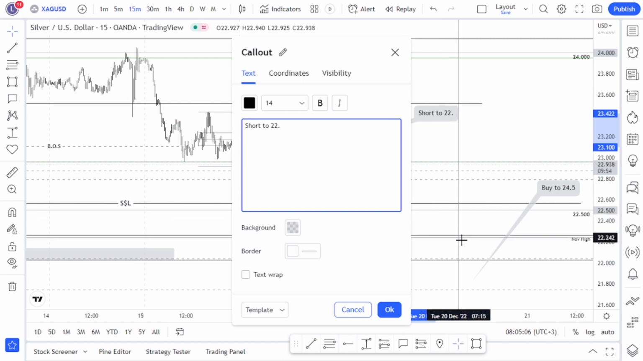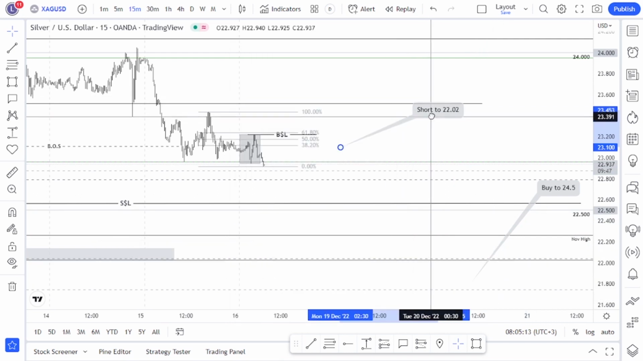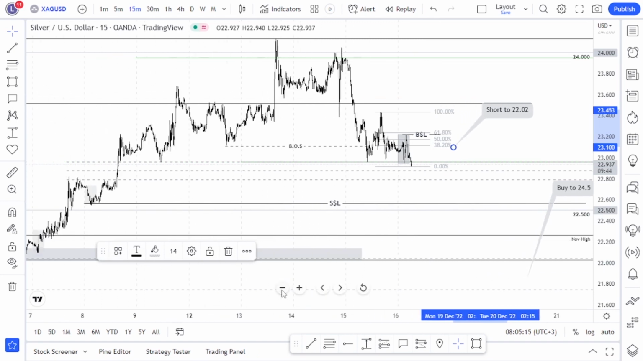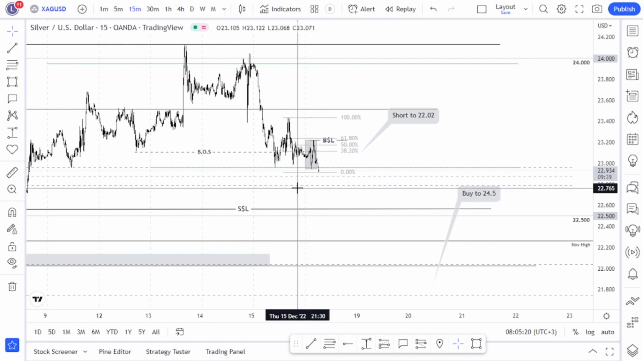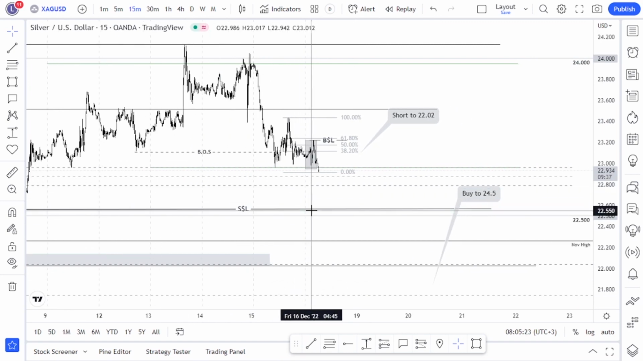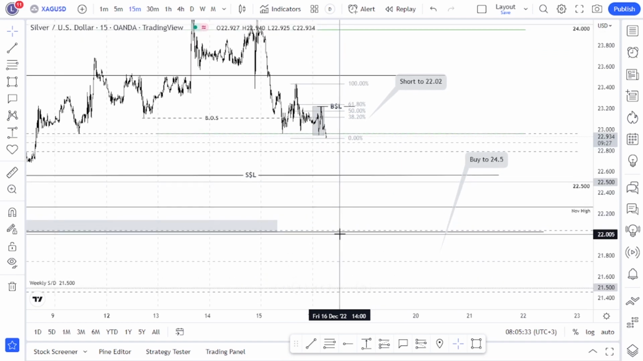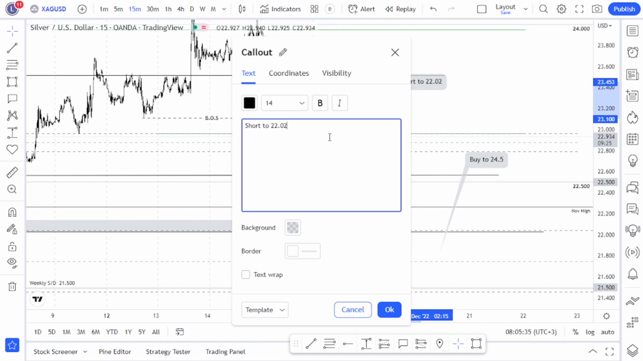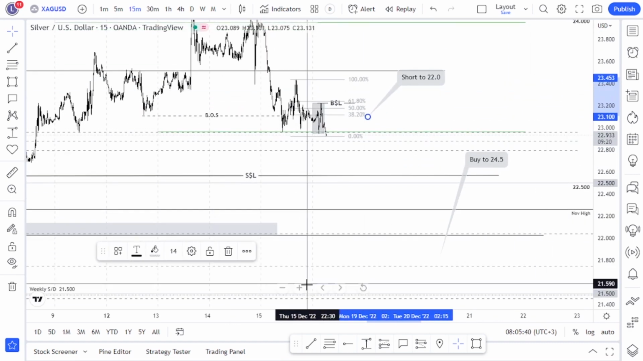So we're here short to 22.02. This is my overall target. However, since price does what it does, there are several levels for taking profits. First is this level here above this supply and demand level, the 22.55, and then our overall target is there. Let's round it off to 22. Okay, so that's my silver analysis.